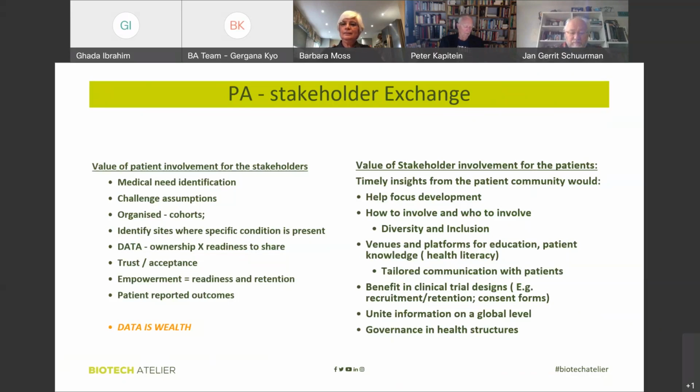This is, of course, a thorn that is now in the side of all researchers. But yes, ownership of our own data and whether we are ready to share it. And how ready are we to share, and what are we ready to share? All of these questions actually empower a patient to be able to help the other stakeholders move forward, which is a win-win situation. Eventually, data is wealth, and all stakeholders know this.